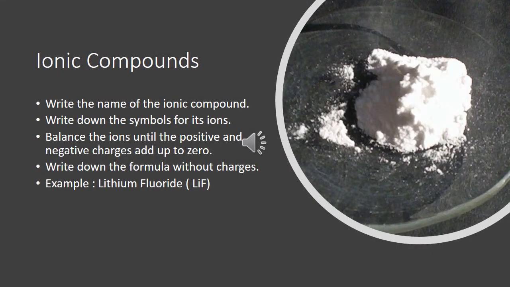Third, if a compound is an ionic compound, what are the rules to be followed? First, write the name of the ionic compound, then write down the symbol for its ions, and balance the ions until the positive and negative charges add up to 0. Write down the formula without charges. Example, lithium fluoride.